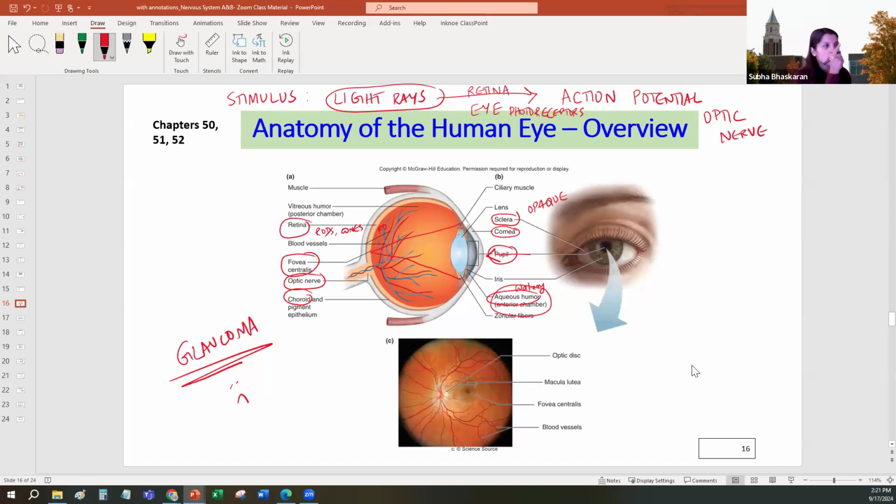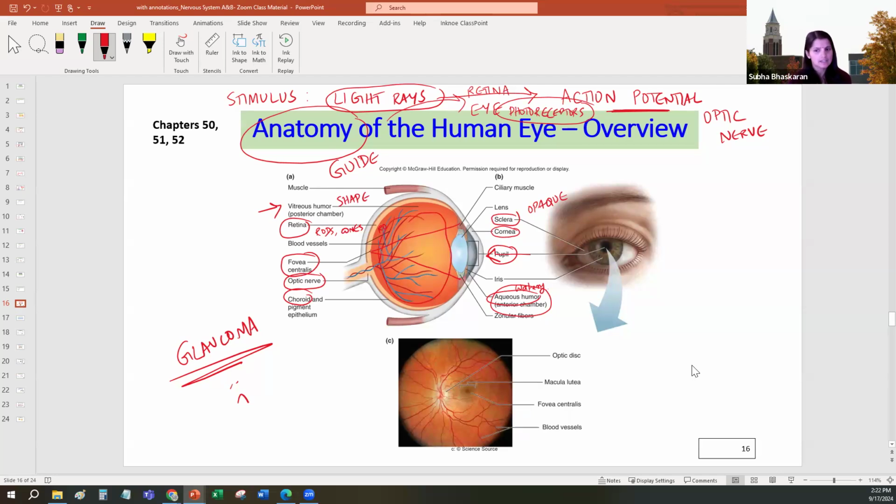Correct? So that's why the cornea is transparent. The sclera, the whites of the eye, is transparent or opaque, right? Completely not letting the light rays pass through. So these are all amazing anatomical structures that help guide the light rays to where? To the photoreceptors for processing. Got it? Okay. And then we have the vitreous humor. So the vitreous humor maintains the shape of the eye. That's the fluid that's retained in the posterior chamber.